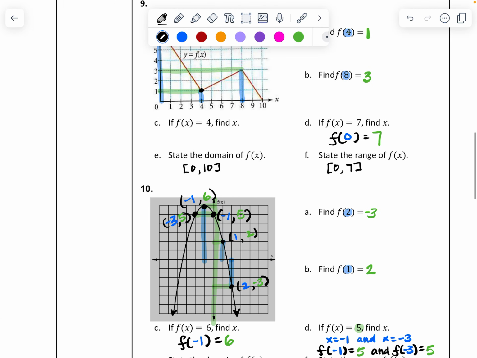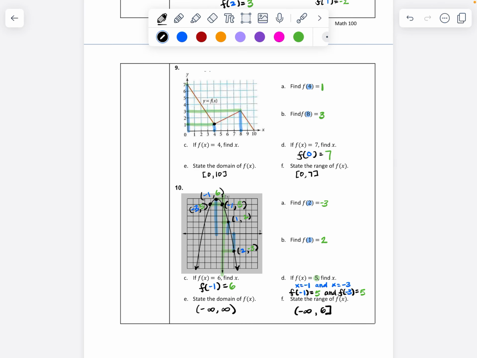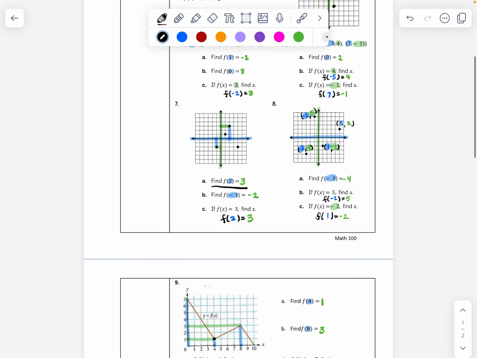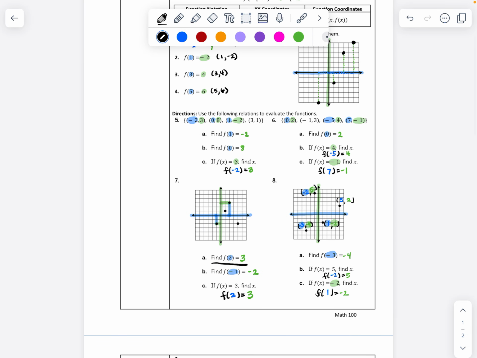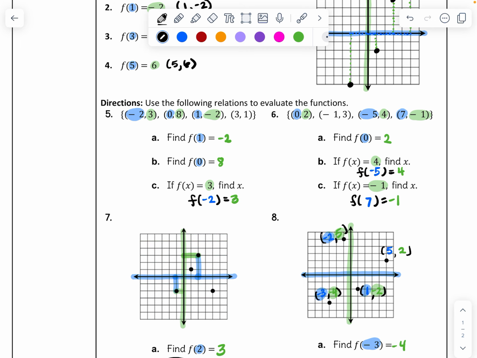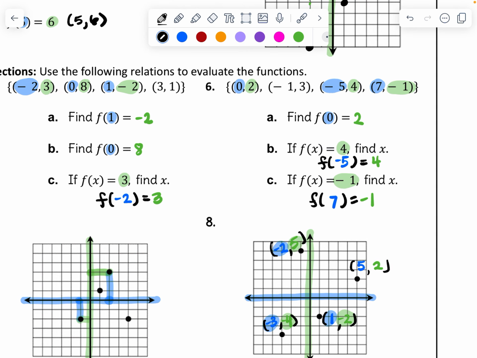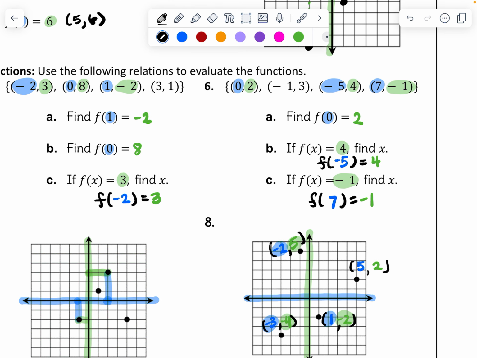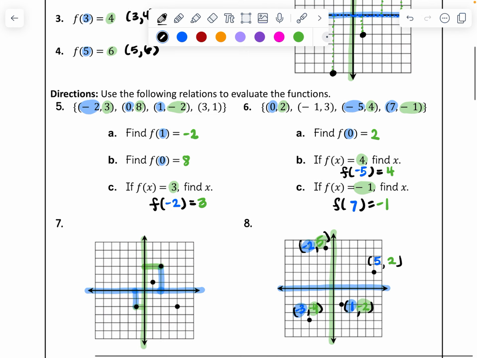So basically, you are just finding x and y values at the indicated point on the graph. Very important that you know how to do coordinates, and if you're unsure of plotting points or finding the coordinates of points, you might want to ask me for extra practice on that skill.